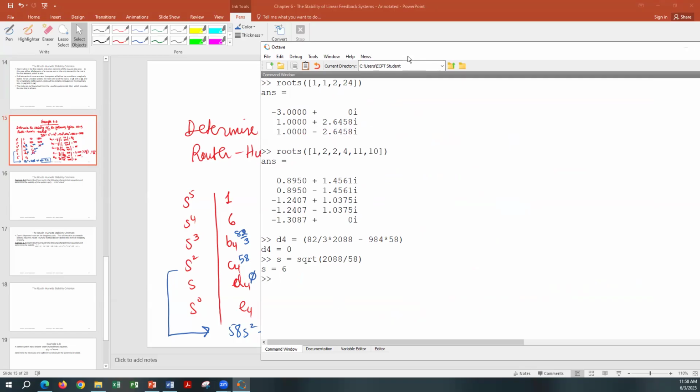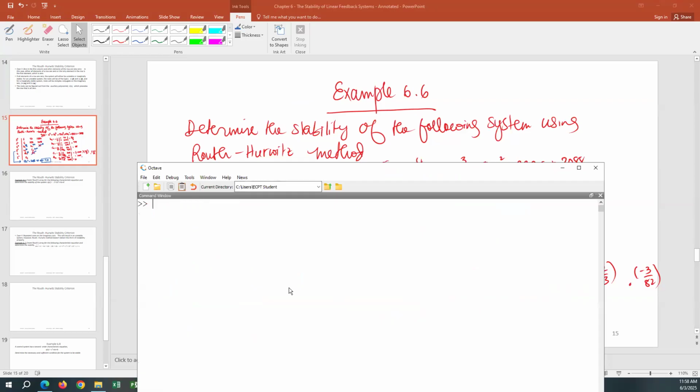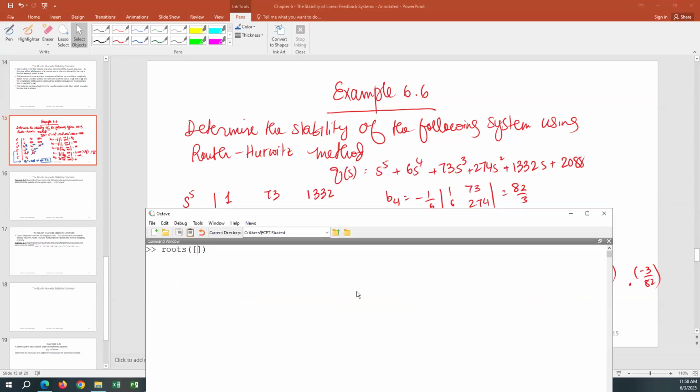Just quickly, let's see what the roots of that polynomial are, just to see if we have those roots. 1, 6, 73, 274, 1332, and 2088. So the first 2 that you can see are positive j6 and negative j6, and then the rest of the roots are in the left-hand plane. So the first 2 roots make the system a marginally stable system.